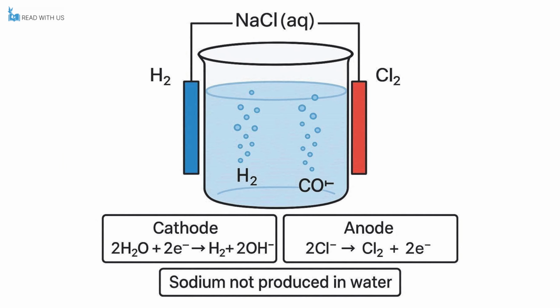For aqueous sodium chloride, sodium metal is not produced because water is present, so hydrogen gas is released at the cathode and chlorine gas at the anode, with the half equations 2H₂O + 2e⁻ → H₂ + 2OH⁻, and 2Cl⁻ → Cl₂ + 2e⁻.